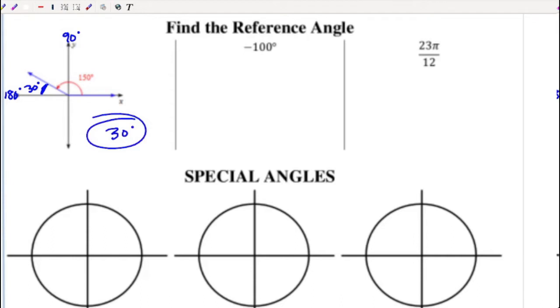So again, measured to the x-axis. Think, okay, this is not the same as standard position, which is always to the positive x-axis and always counterclockwise. It's just this amount, and it's always going to be a positive number.